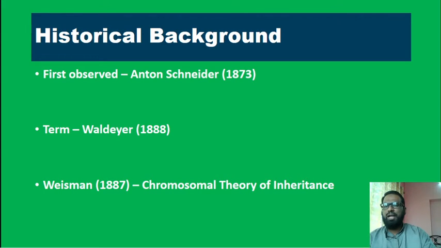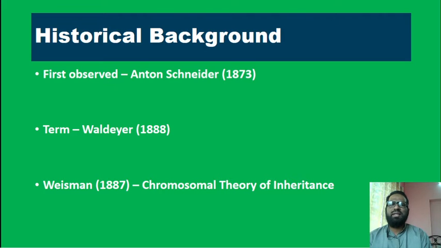The contributions of Schneider and Waldeyer only gave the structural details of the chromosome. They only identified the presence of the chromosome, but they did not assign any particular function to it. This work was done by Weismann. In 1887, Weismann was the first person who identified that there is a chromosomal basis for inheritance.